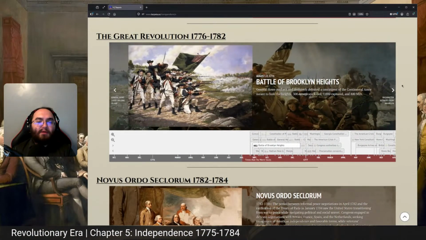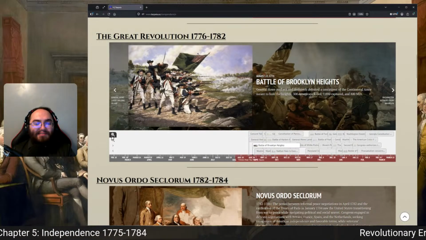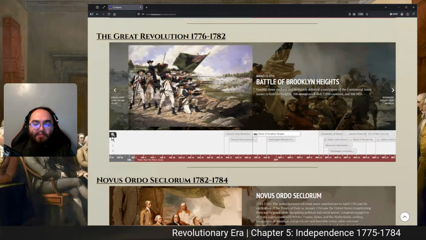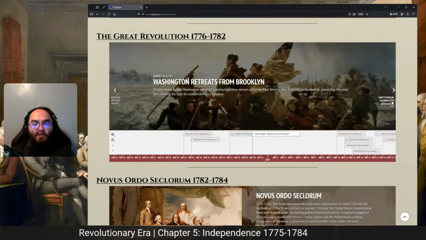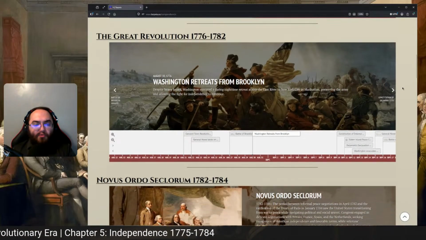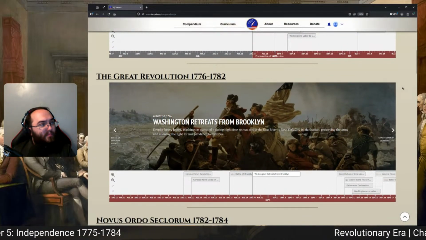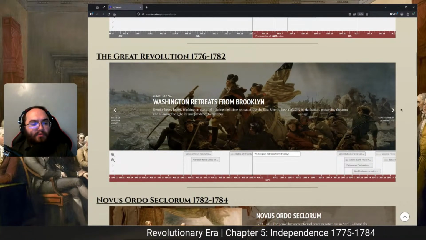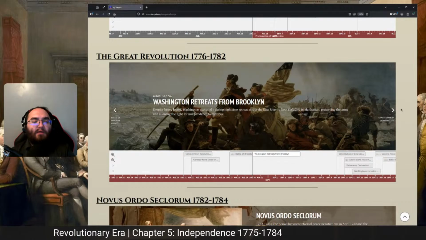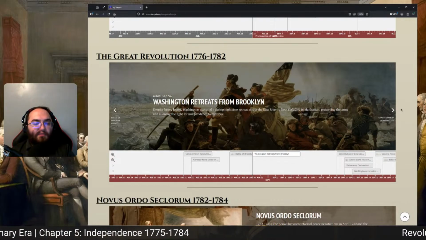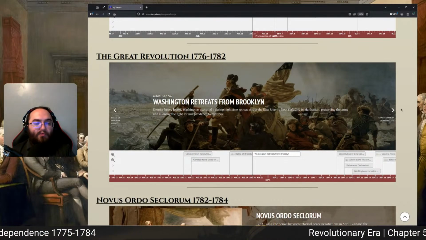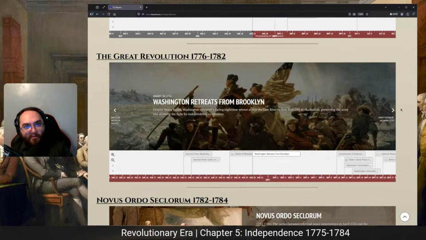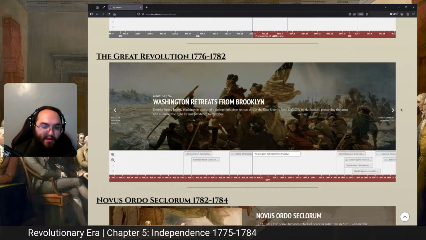Then you have the Battle of Brooklyn Heights on August 27th, 1776. Let me just zoom in here so it's easier to see on the timeline. And then Washington will retreat from Brooklyn. Let's see if that looks good. Yeah. Washington will retreat from Brooklyn on August 30th, 1776, after heavy losses, although Washington will execute a daring nighttime retreat across the East River from Long Island, from Brooklyn, to Manhattan Island.